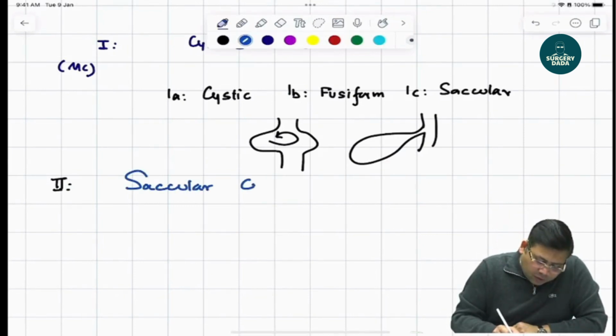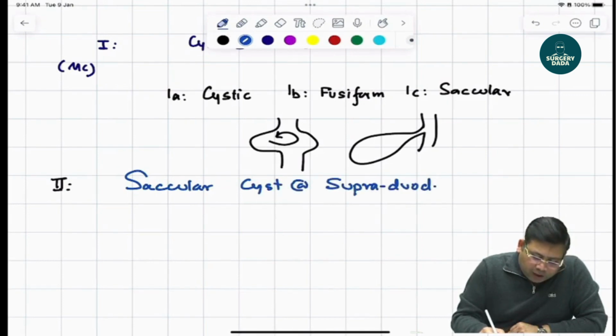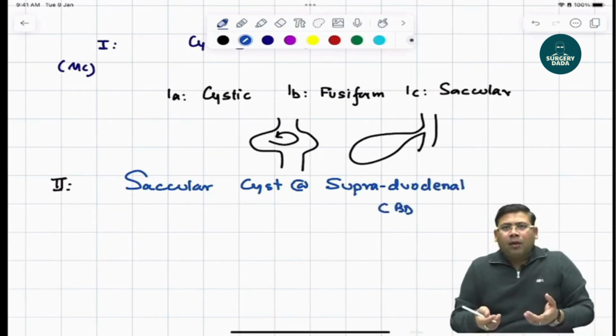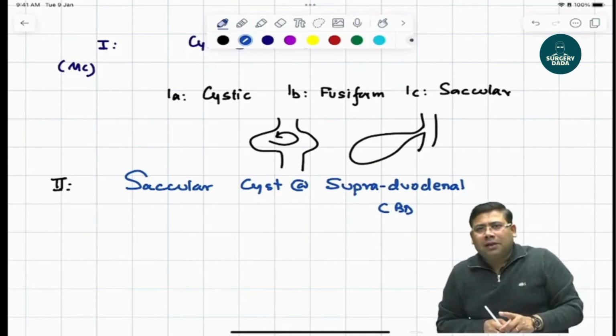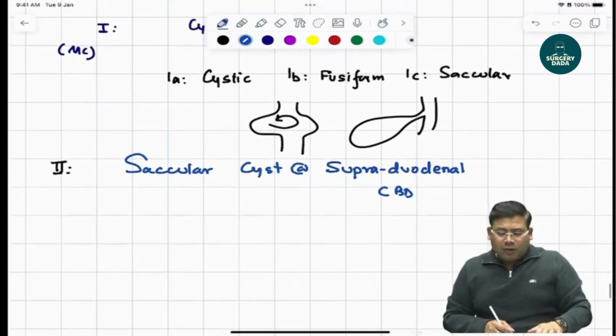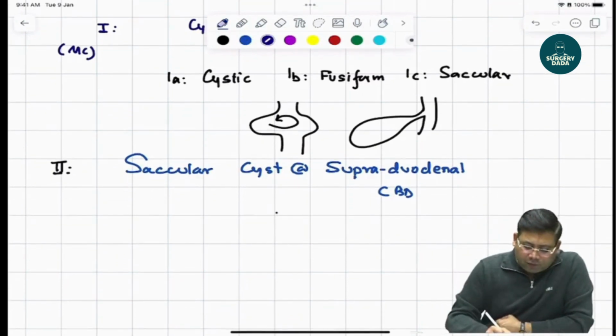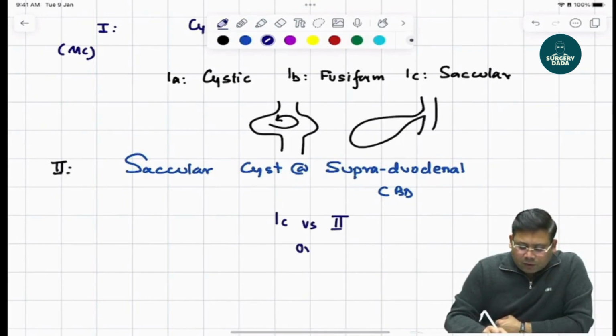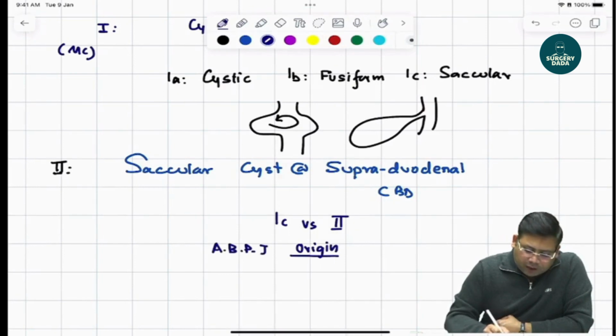It is a saccular cyst along the supraduodenal CBD. Now you will say, sir, supraduodenal CBD, what does that mean? CBD is CBD, and a saccular cyst along the CBD, you have said type 1C. So what is the difference between 1C versus type 2? The answer is their origin. The origin of type 1 is ABPJ, and the origin of type 2 is non-ABPJ. Is that clear or no?